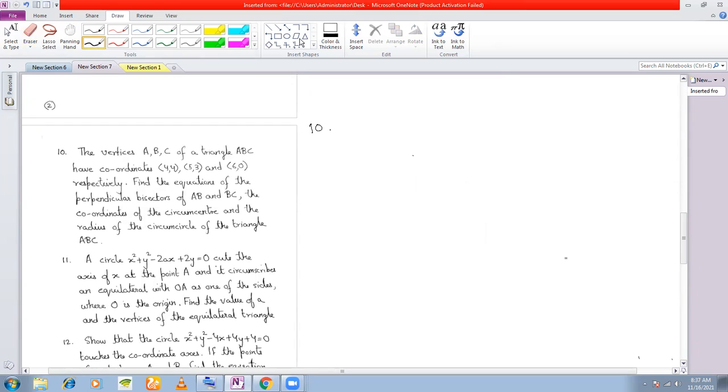The coordinates of the vertices of this triangle are given. Say A vertex given here, let's say is 4, 4. B vertex, let's say is 5, 3. You can take in any order you want. C is 6, 0. And you need to find the equation of the perpendicular bisectors of AB and BC. So AB midpoint is here and BC midpoint is here. So let's draw lines through these.